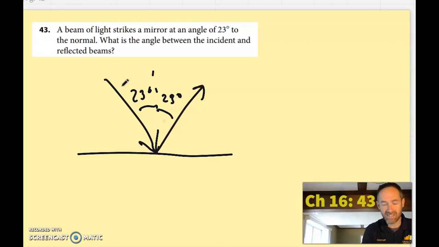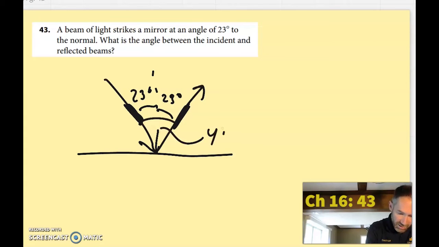Let's see something. They're not asking for that 23. They're asking for the angle between the incident and the reflected beams. So they're going for this whole 46 degree angle.